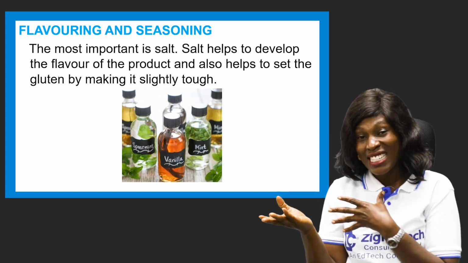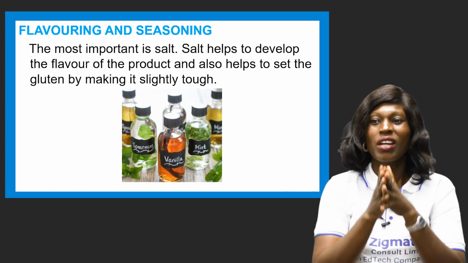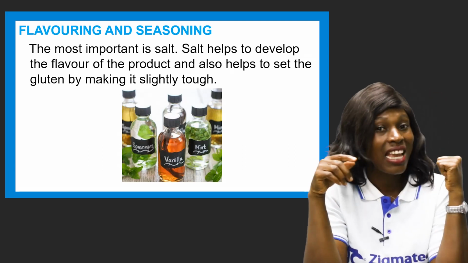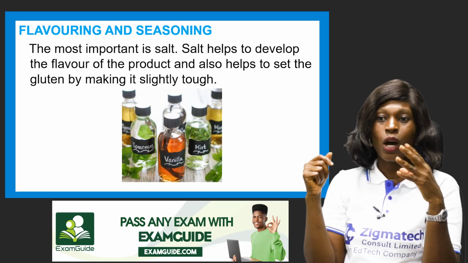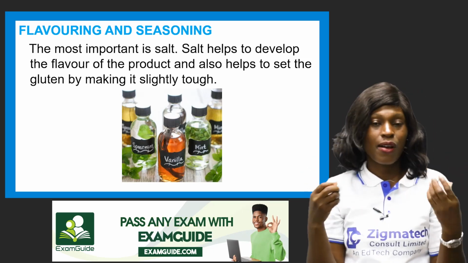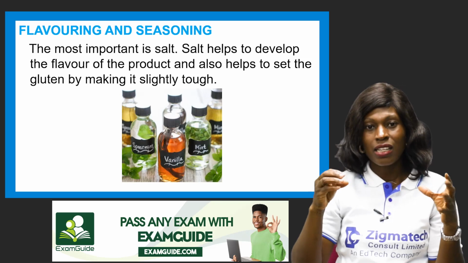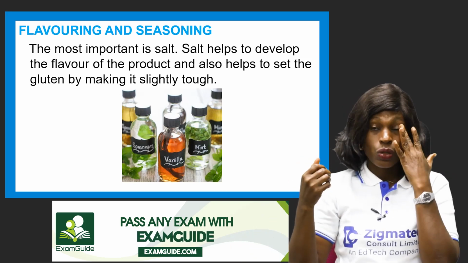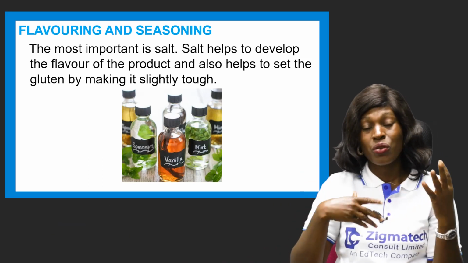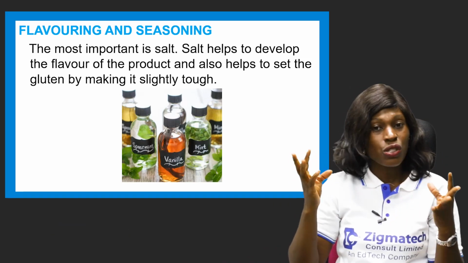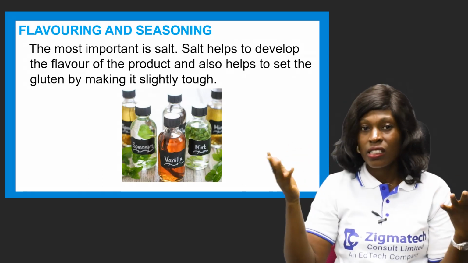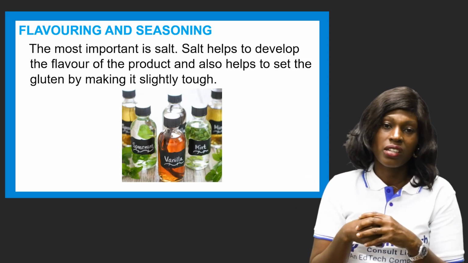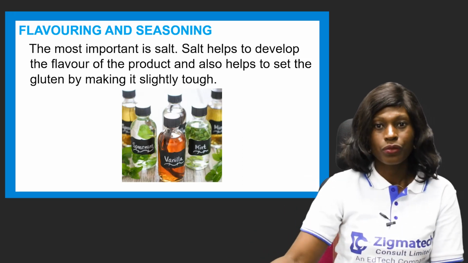When the product is ready, it develops flavor, and it also helps to set the gluten by making it slightly tough. The gluten in the flour, remember that. So salt helps to set the gluten found in flour to make it slightly tough, so your product is going to come out lovely, beautiful. And you also have other flavorings, such as mint and vanilla, in your flour mixture, to improve the taste as well.